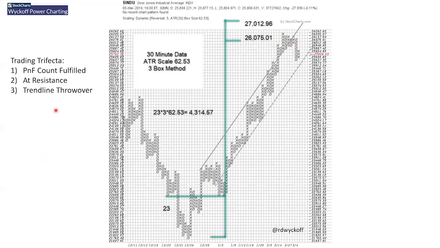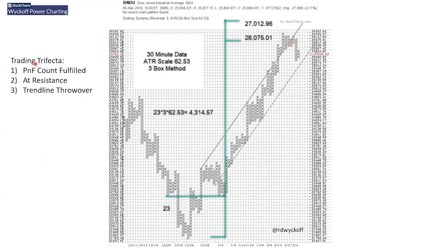And we have three things at work here. We have a point and figure count that's been fulfilled on the Dow, not the case on the S&P and the NASDAQ, which continued to move higher pretty persistently after the Dow started to slow. At resistance, you can't see that here, but there's the resistance area that you'll see on another chart in a minute, and then the trend line throwover.